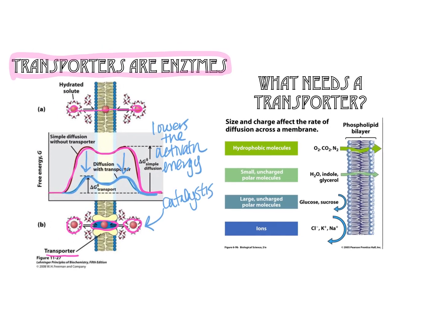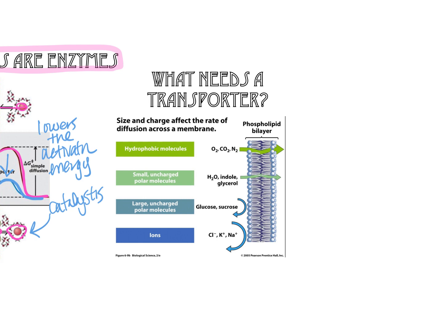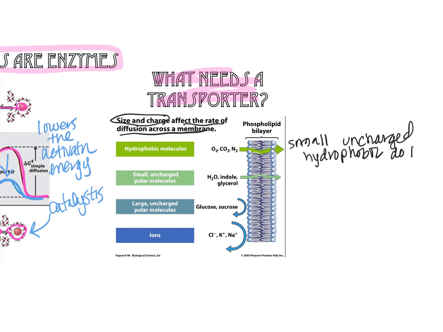So what is able to move across without a transporter, and what needs a transporter? We can describe the movement of molecules based on their size and their charge, and that impacts their rate of diffusion across the membrane. Molecules that are small, uncharged, and hydrophobic do not need help. They will move across the membrane at a reasonable rate without any need for a transporter. Anything beyond this is going to need a transporter.